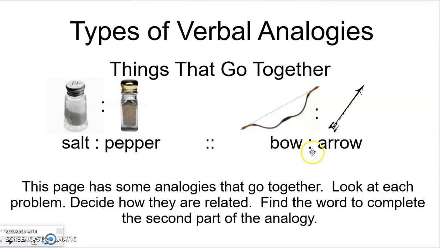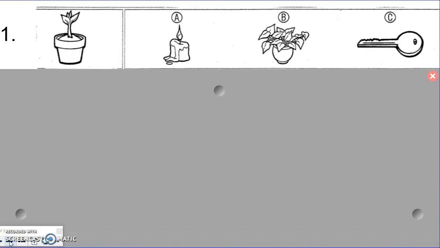As bow is to arrow, bow and arrow also go together. When you think of a bow, you often think of an arrow. So in these verbal analogies, we're going to be looking at things that go together. All right, let's take a look at these pictures. So look at the picture here on the left, and then look at our three answer choices. We're going to decide which one goes together with the picture here on the left.